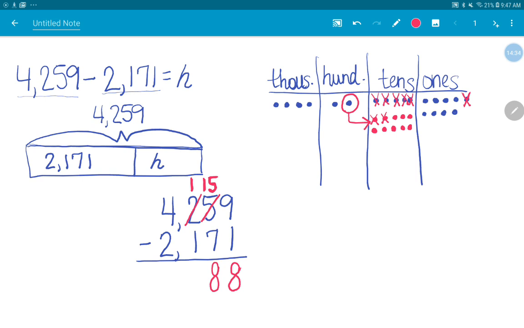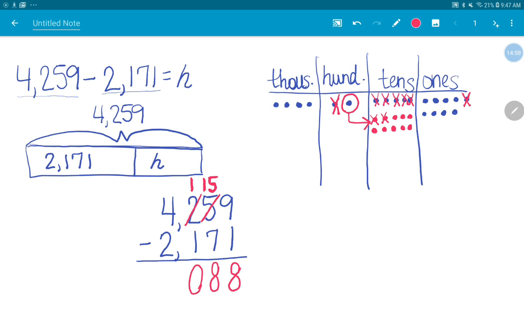Now what place value do I go to? What do I do next? You go to the 100. Okay. So how many hundreds do I have? 1. How many am I taking away? 1. So 0. I can do that. I could just cross out the 1 that I have left, and that leaves me with how many? 0. Okay. So I have no hundreds left.